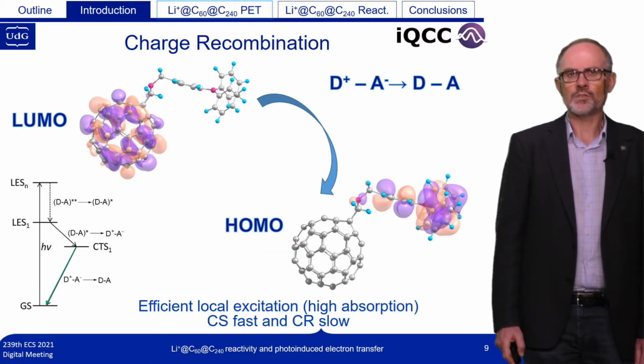Finally, there is a transfer of one electron from the LUMO to the HOMO, and the charge transfer state relaxes to the ground state in what is called the charge recombination process, and this is indicated by the green arrow in the scheme. A good diode for a molecular heterojunction solar cell should absorb solar light efficiently and have a long-lived charge transfer state.